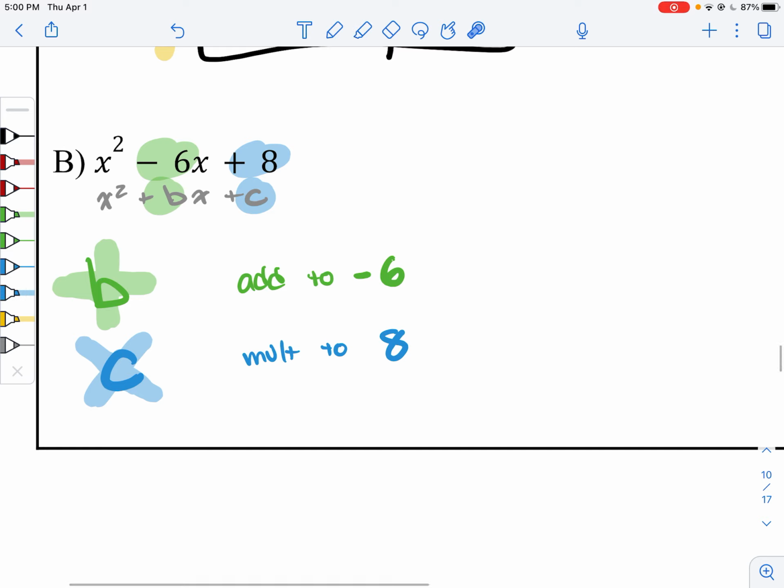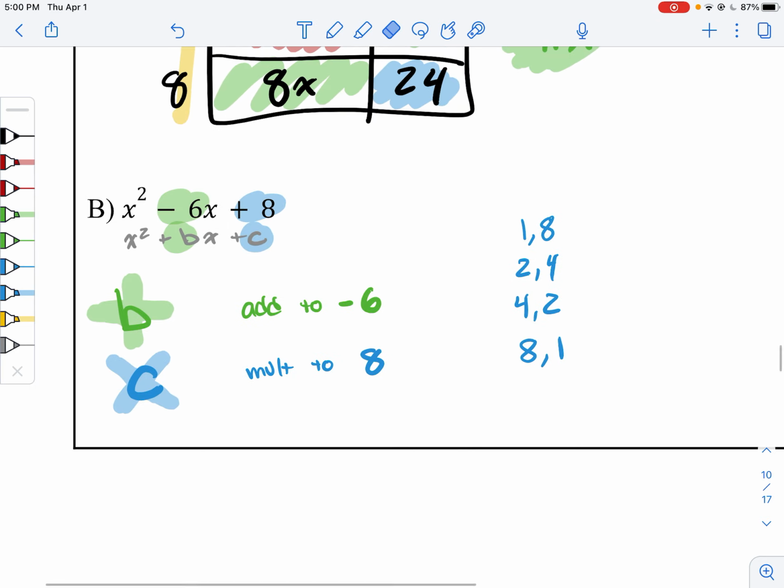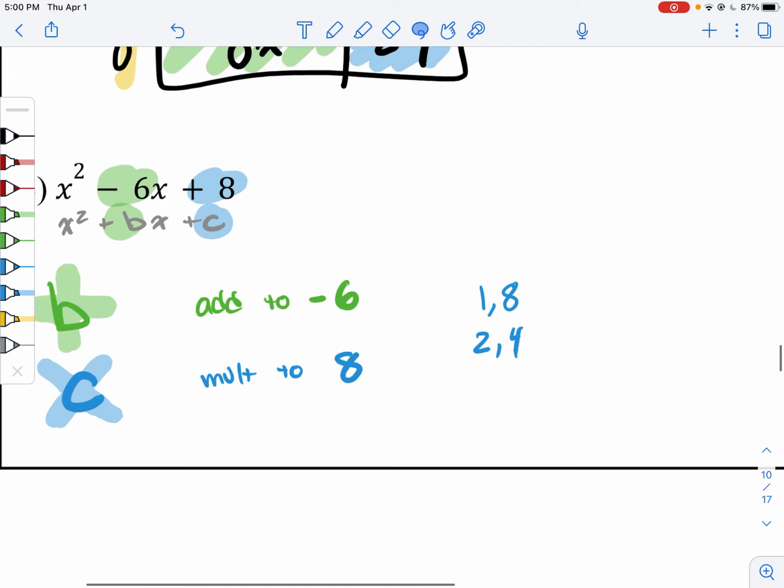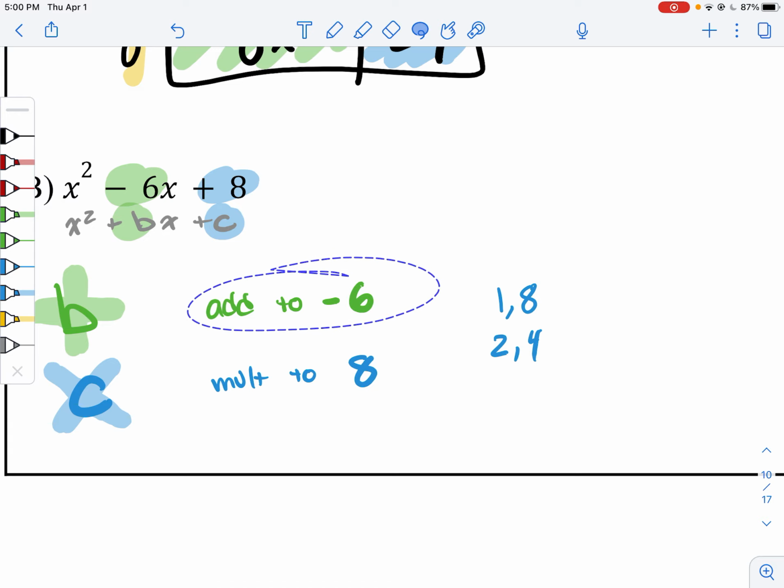So I like to start with things that multiply to 8. So I know there's 1 and 8, 2 and 4, 4 and 2, 8 and 1. But 2 and 4 and 4 and 2, that's like the same thing. So we really only need these first two. And now we need to figure out, do they add to -6? Well, 1 plus 8 is 9, and 2 plus 4 is 6. Oh, 6, that's nice. But it's a positive 6. It's not a -6. So now we need to think outside the box just a little bit.